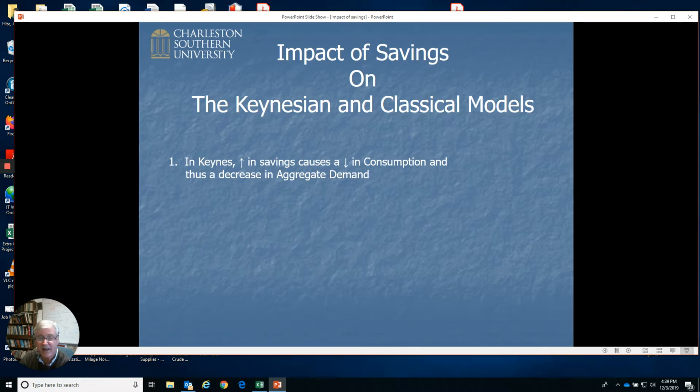Aggregate demand would be down. Production supervisors would see inventories piling up in their warehouses. They would lay off workers, and on it goes. So in the Keynesian model, savings is a bad thing.